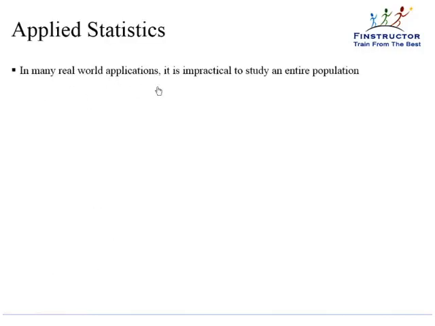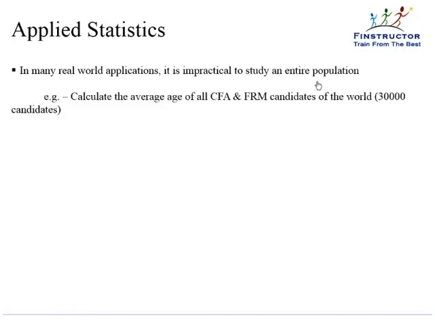So in many real-world applications, it is difficult, if not impossible, to study an entire population. For example, if we were asked to calculate the average age of all CFA and FRM candidates of the world, then the only exact way to do so would be to go to each of these 30,000 possible candidates, ask them their age, sum it all up and divide by 30,000. Now, it would be difficult, and if we only want an average sense, then we won't want to invest so much time and effort in collecting so much data and doing the whole process.